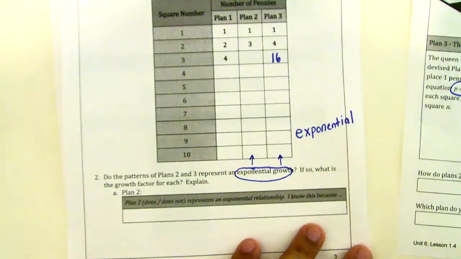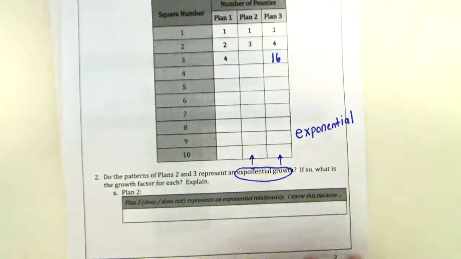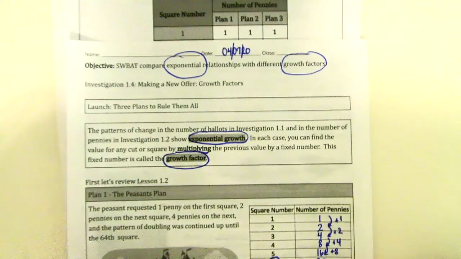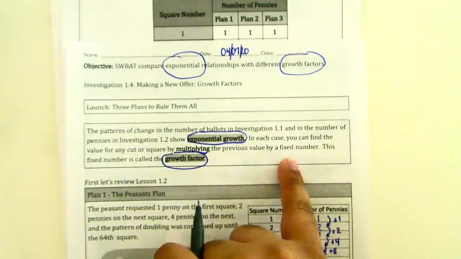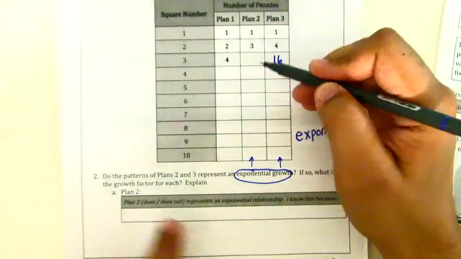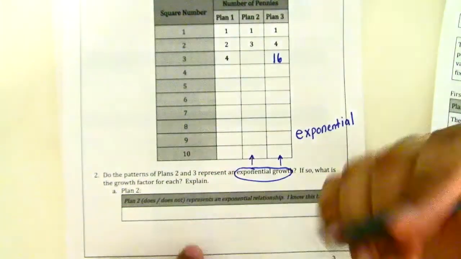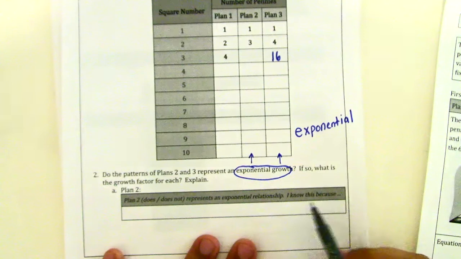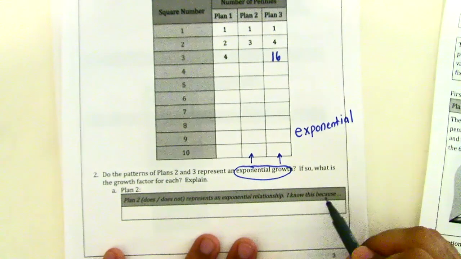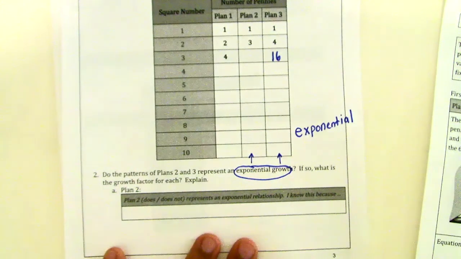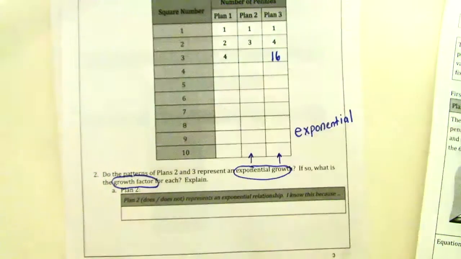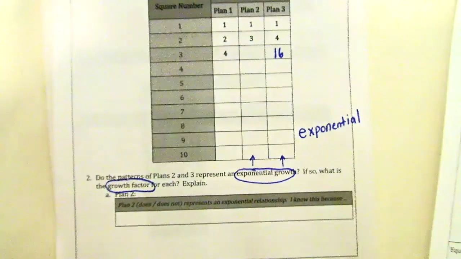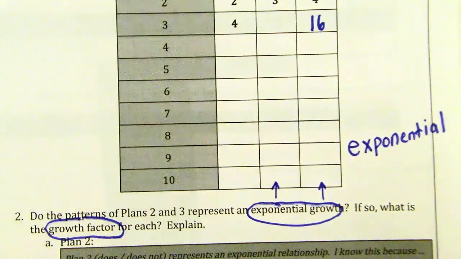So is this exponential growth? Again, think back to that very first page. We said exponential growth is a pattern that involves multiplying by a fixed number. So when you're multiplying by the same number over and over again, it is exponential growth. So based on what we see here, is plan 2 exponential growth? I want you to write out a sentence. There's a sentence starter here that you can use to help start you out, and then explain why you know it's exponential, right? I am also asking you, if it is exponential, to just give me the growth factor. So the growth factor is the number that you are multiplying by in an exponential relationship.